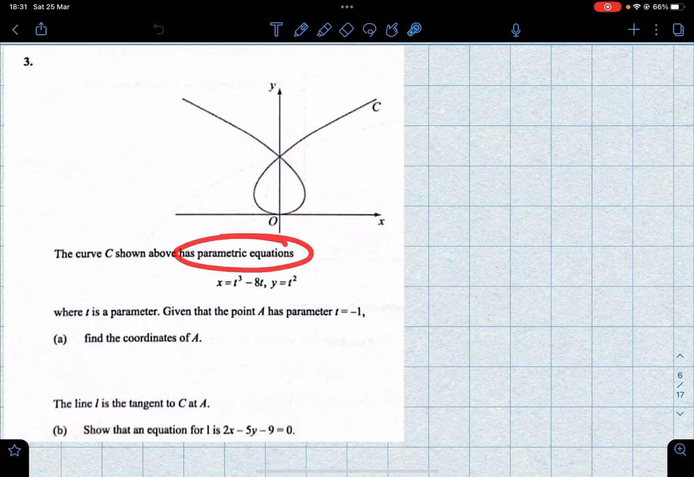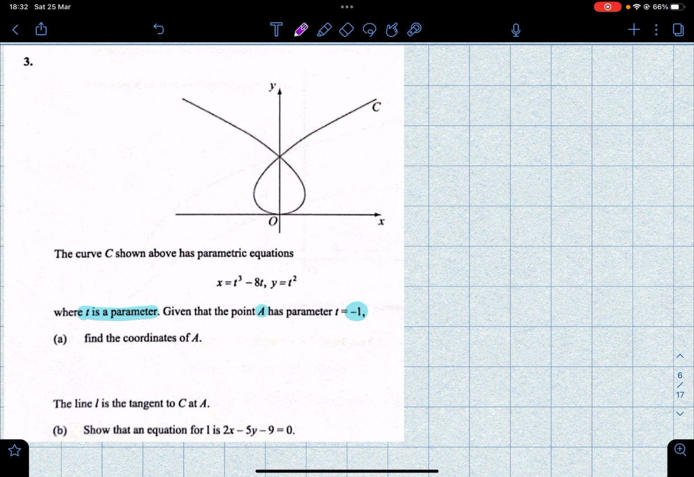Here we have a parametric equation where x is written in terms of t and y is written in terms of t, but y isn't written in terms of x. So that's called a parametric equation, and t is our parameter. And we have a point A where t equals -1. So somewhere along this curve, there's a point A, and they want the coordinates of A.